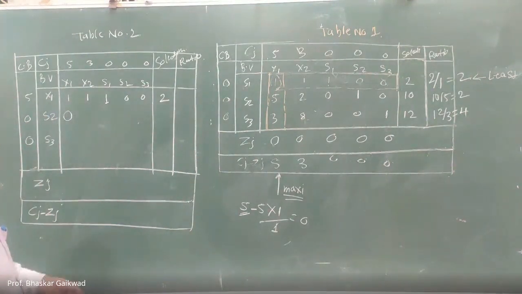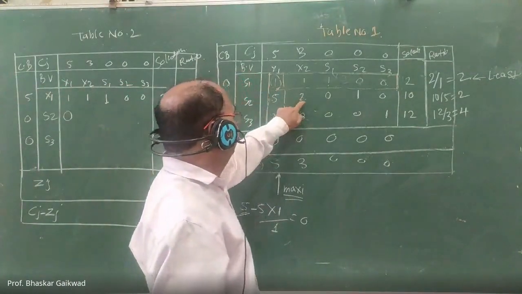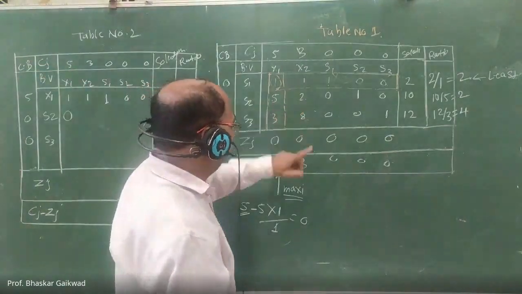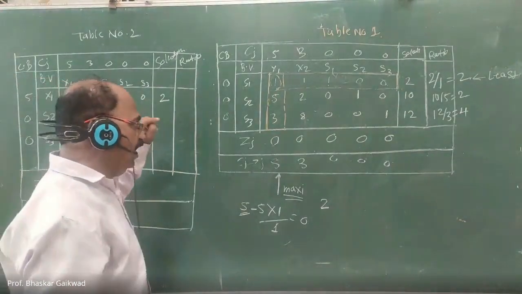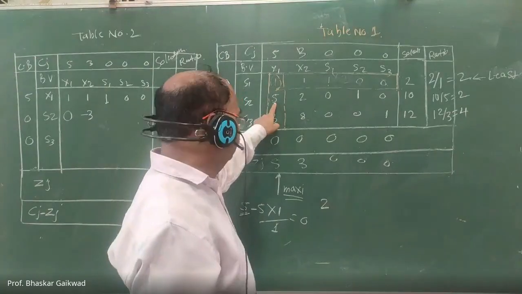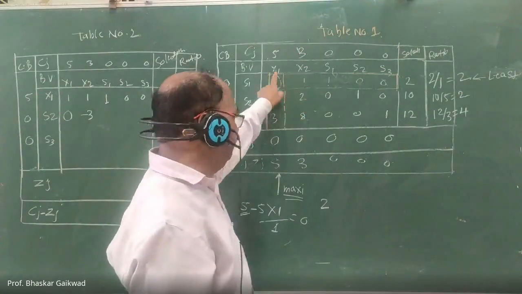Now, S2 is 0. What about here? What shall I write here? Minus 3. Okay, minus 3 is correct. How have we calculated minus 3? Original value minus corresponding row value and corresponding column value.